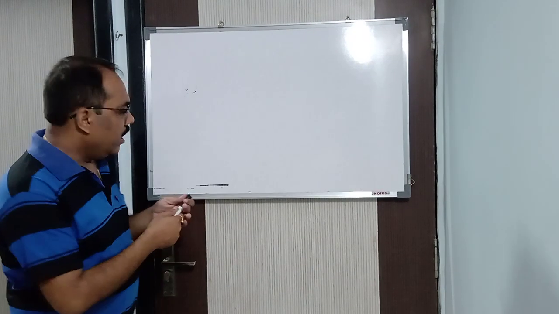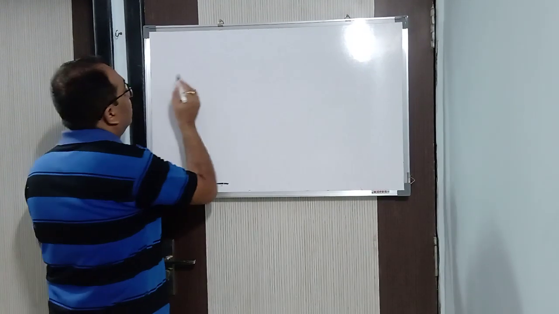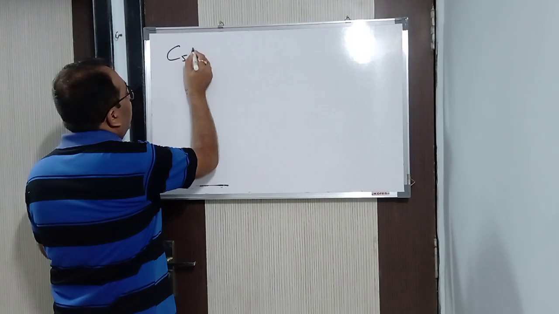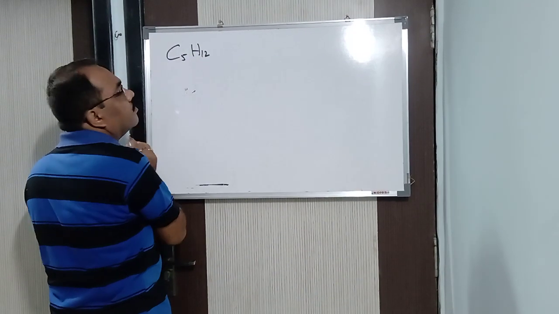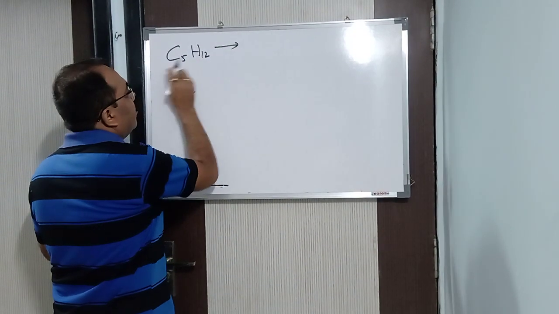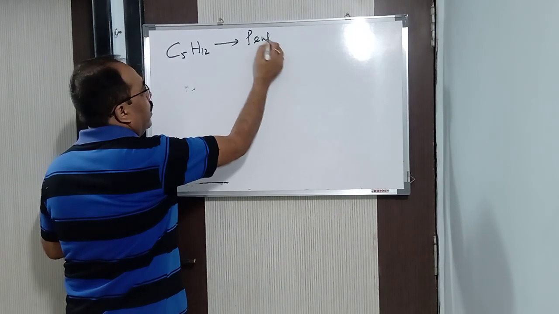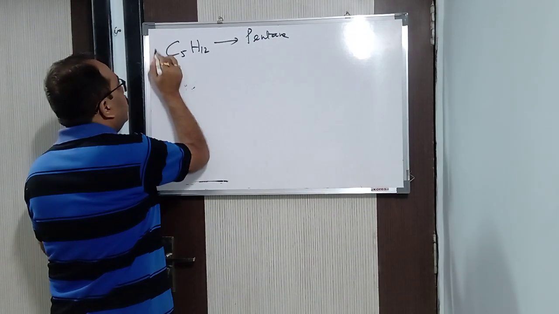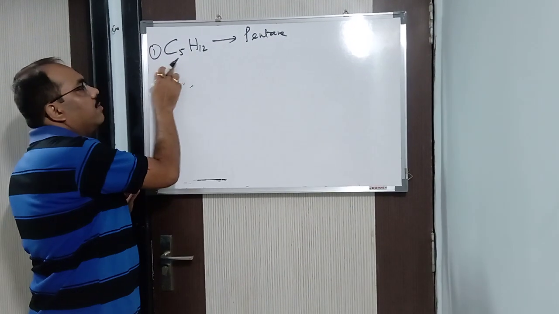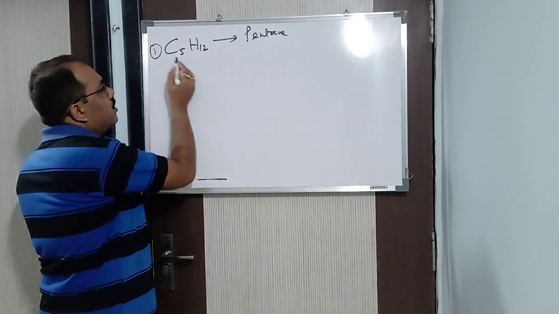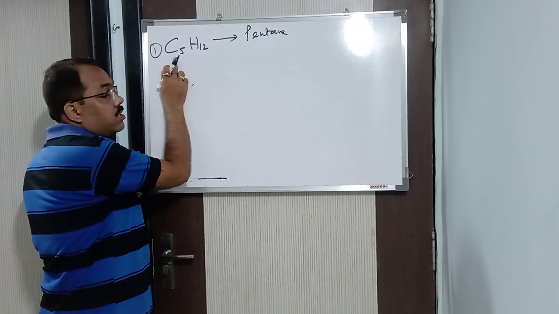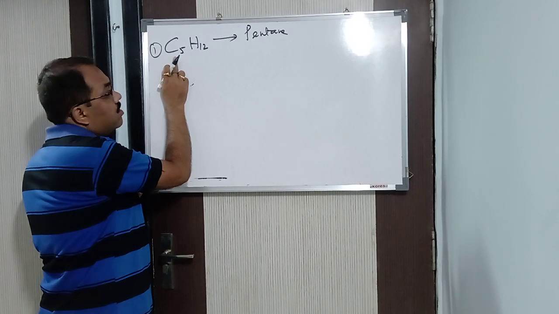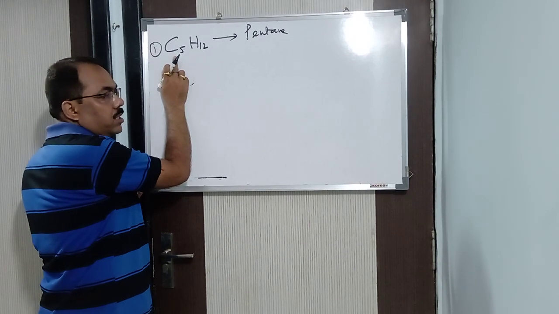Let me take an example, let us say C5H12. The name of this compound is pentane. Now the formula which I have written here is nothing but the molecular formula. This is your molecular formula, C5H12. Again, I repeat, this is the molecular formula.